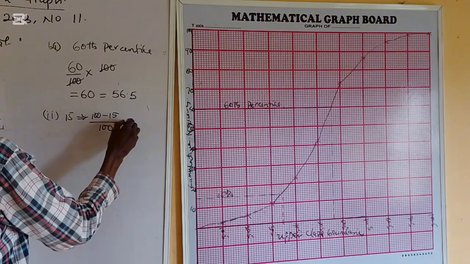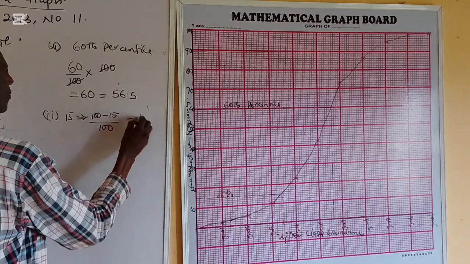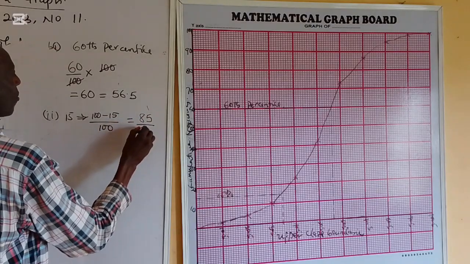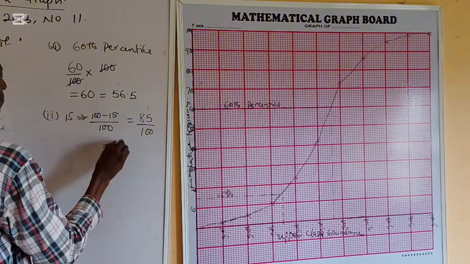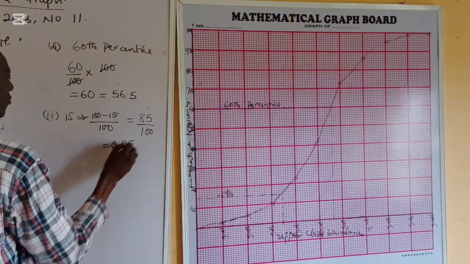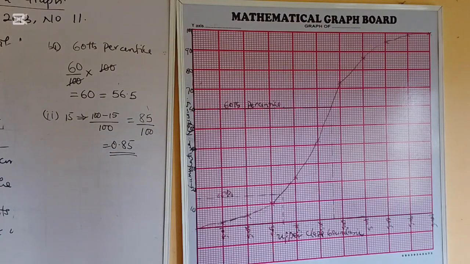Now, here will give us 85 over 100. And we divide it to give us 0.85. So the probability of passing if the pass mark is 35% is 0.85.